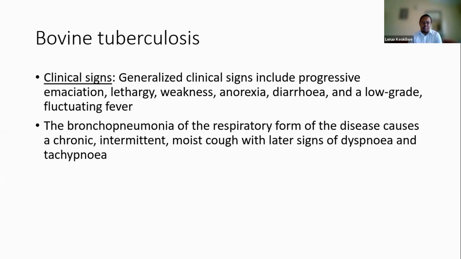The clinical signs of bovine tuberculosis are a progressive emaciation over time, lethargy, weakness, anorexia, and diarrhea with low-grade fluctuating fever. But there can also be, at postmortem, a bronchopneumonia observed, and then you will have respiratory signs, which are chronic with an intermittent moist cough, and later signs of dyspnea and tachypnea. So these are at antemortem. It's important to pay attention to the respiratory signs so that you know that you may have lung pathology involved in the disease process.